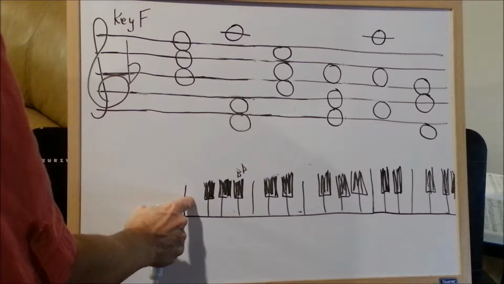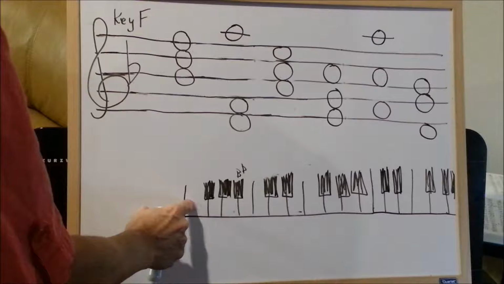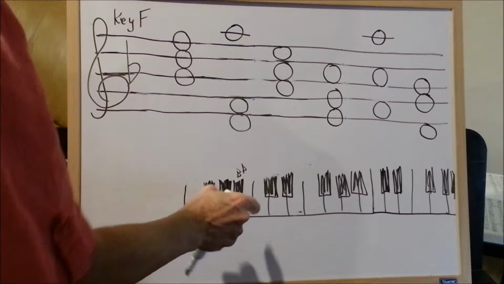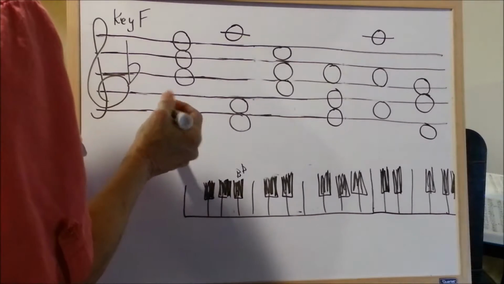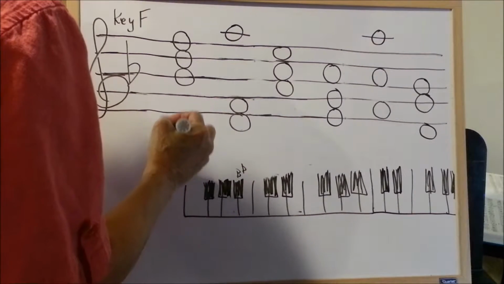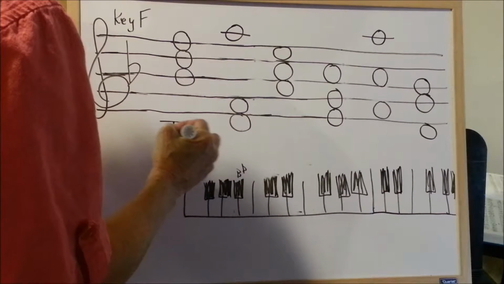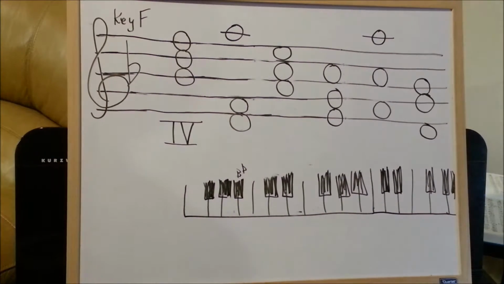Here's the F. So 1, 2, 3, 4. It is a 4. And if you remember, the 1, 4s, and 5s are all major. So when it's major, we're going to use capital letters. So that's the 4 chord. And that's all you have to put for that one.